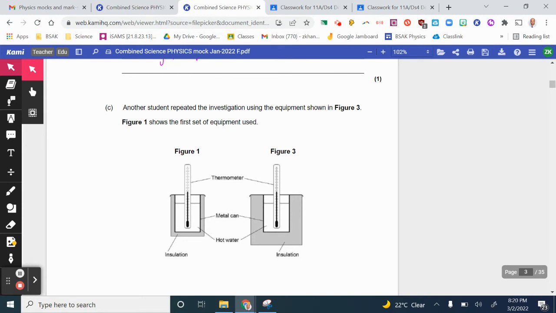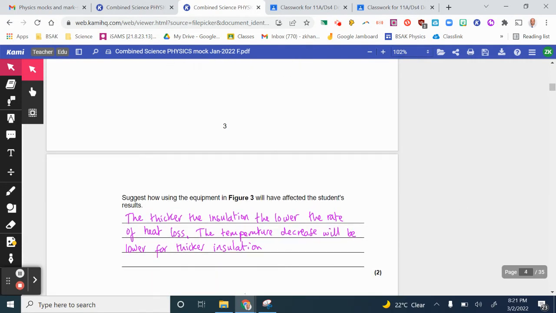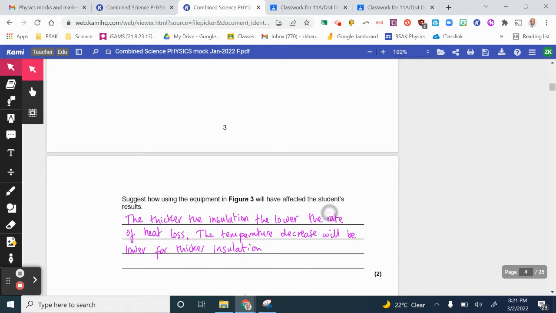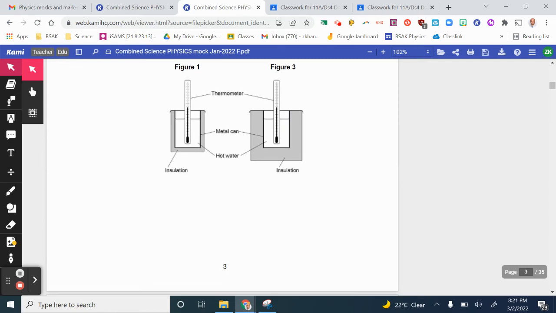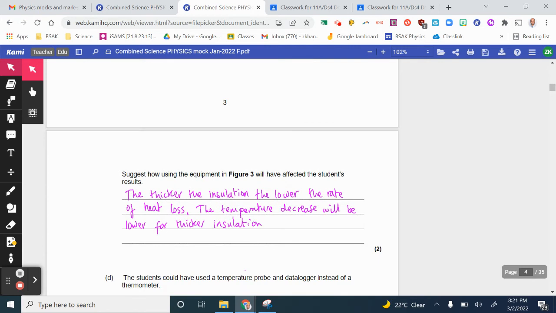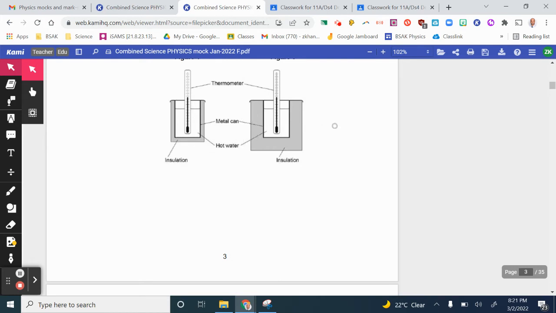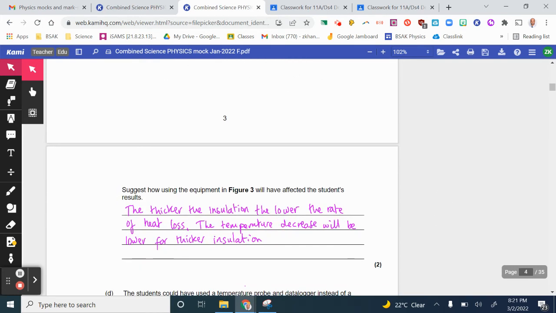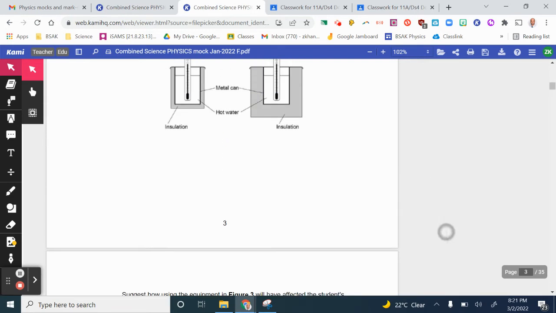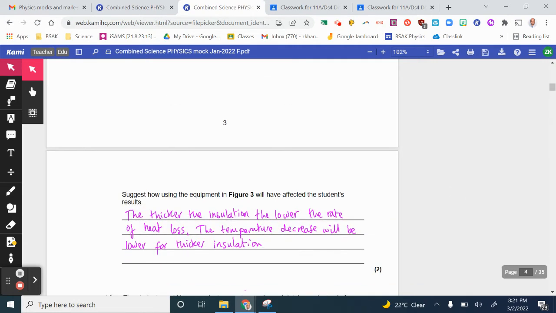Part C shows that the beaker of water is now insulated with thicker insulation. So suggest how using the equipment in figure 3 will have affected the student's results. We've gone from thin insulation to thick insulation, and that's what you will mention to begin with. With thicker insulation, we're expecting less heat to escape. So the temperature is going to remain relatively high compared to thin insulation. Not a lot of heat is going to be lost, but heat will be lost. So the thicker the insulation, the lower the rate of heat loss.